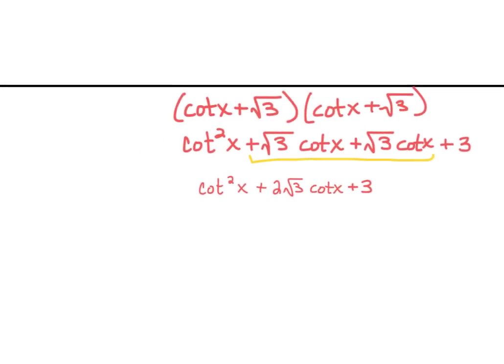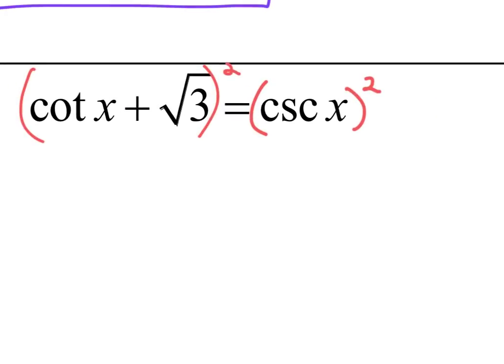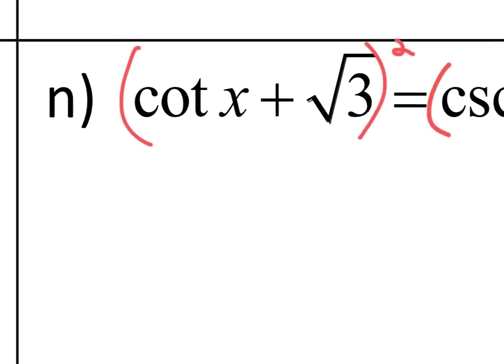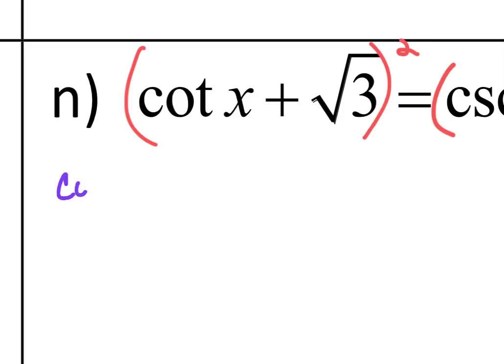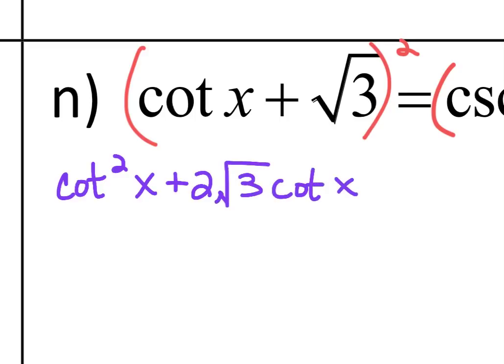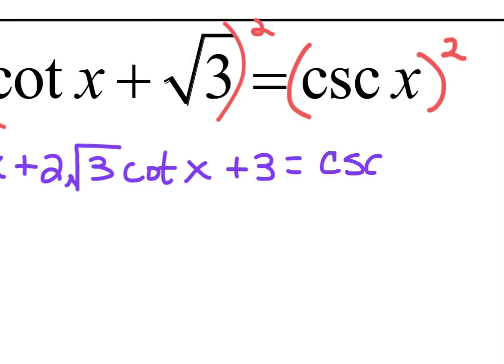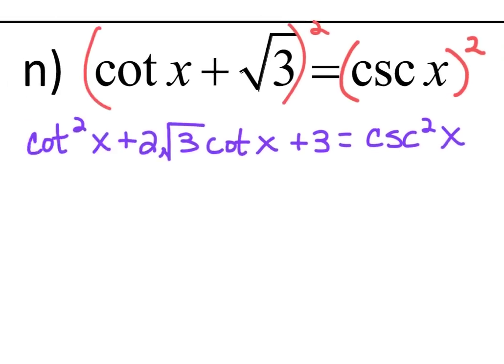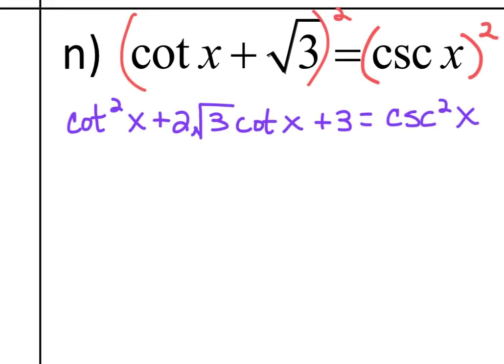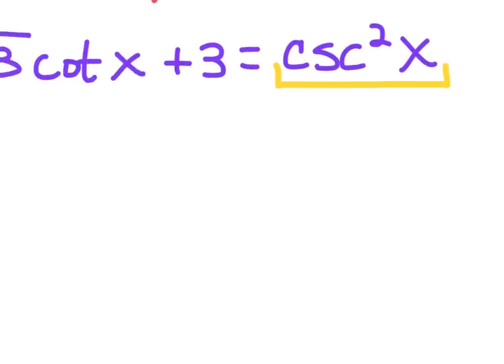And I'm going to take that expression and write it back over here as the left side of my equation. Cotangent squared of x plus 2 radical 3 cotangent of x plus 3 all equals cosecant squared of x. And then I'm going to change cosecant squared of x to cotangent squared plus 1.